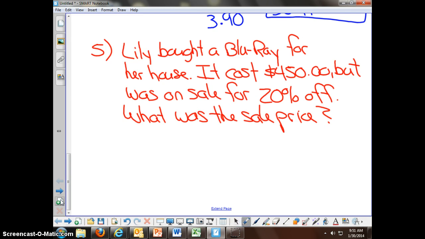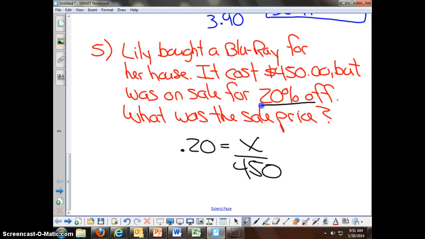You just have them reversed, which is fine. What's the percent change on this problem? 0.2 is your percent change. 20% is 0.2, we know that already. What's your change? We don't know, so we're going to say x. And what is your original? 450.